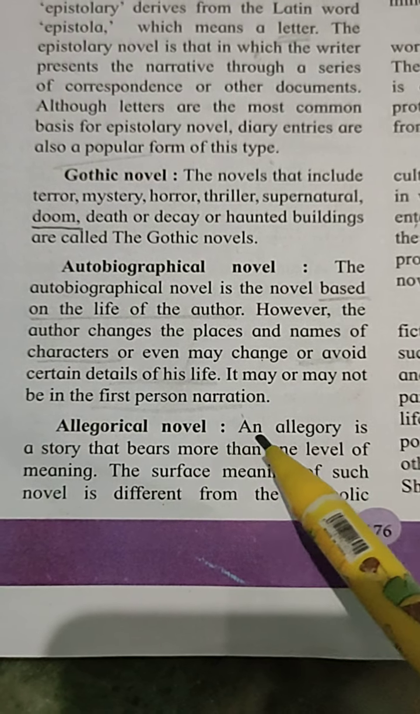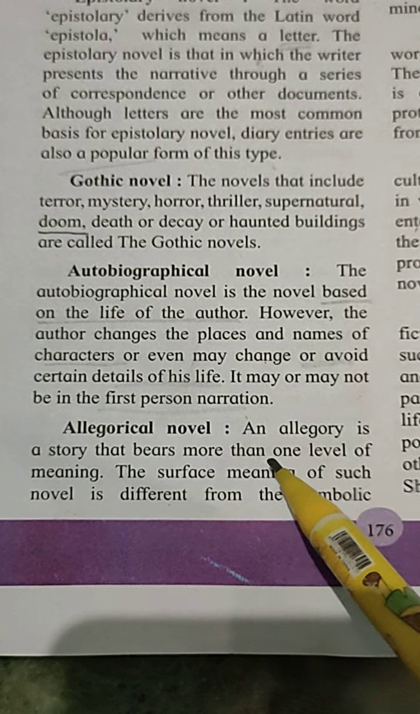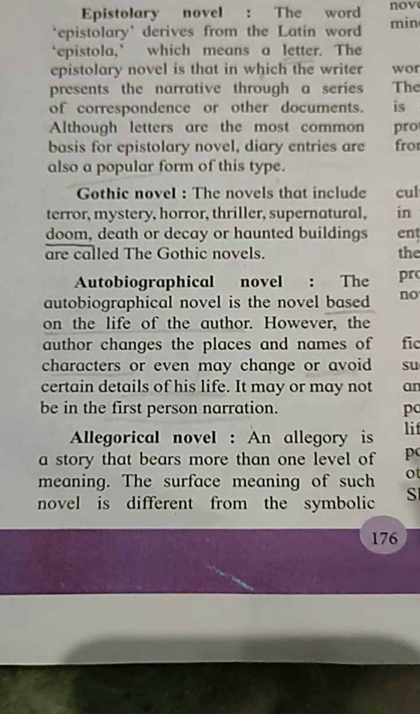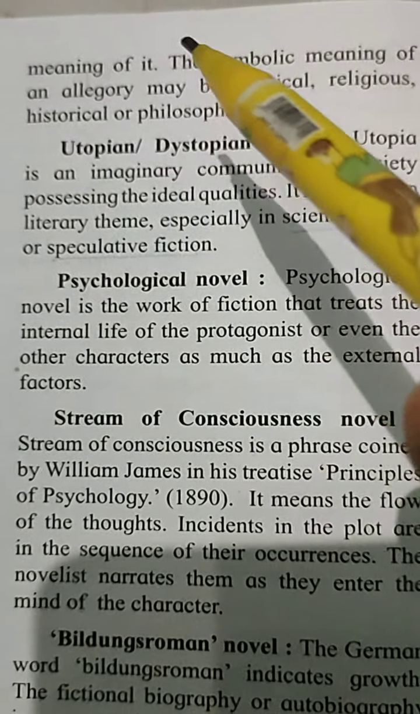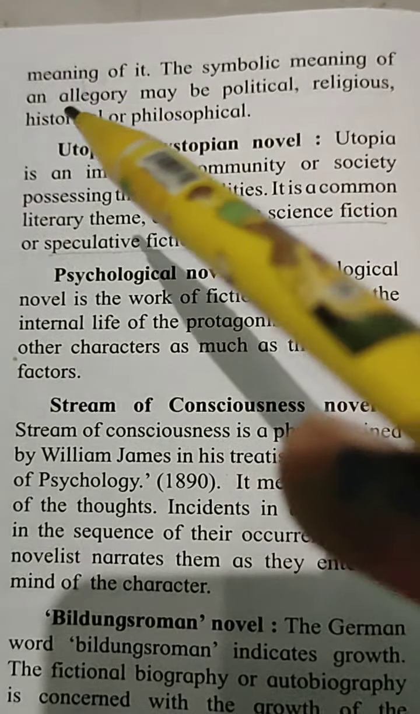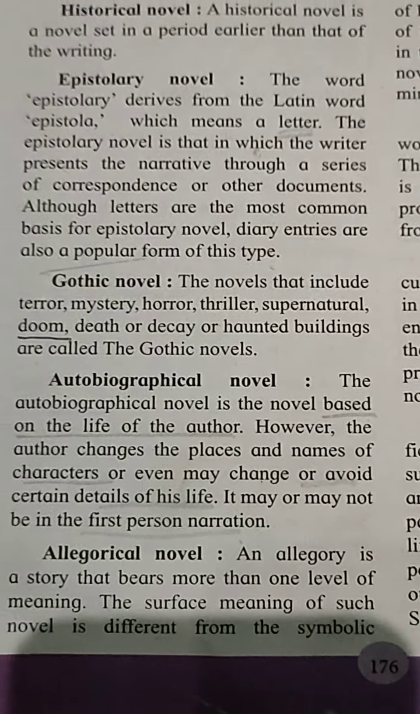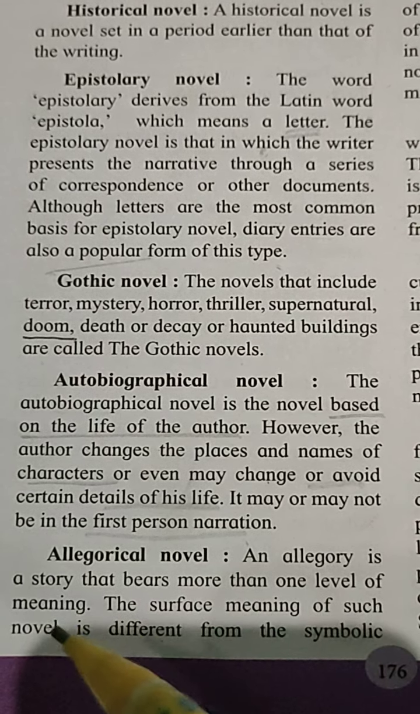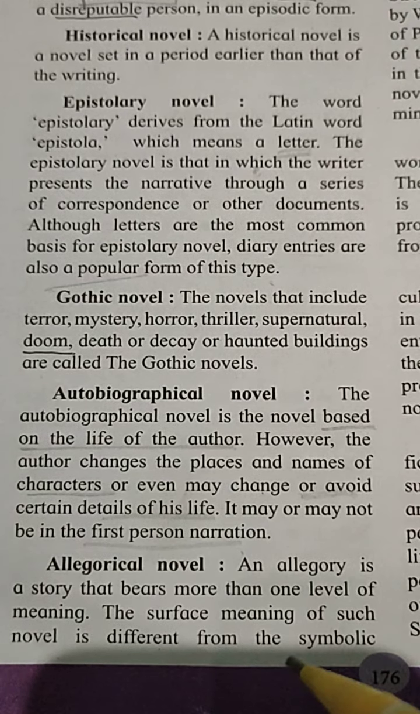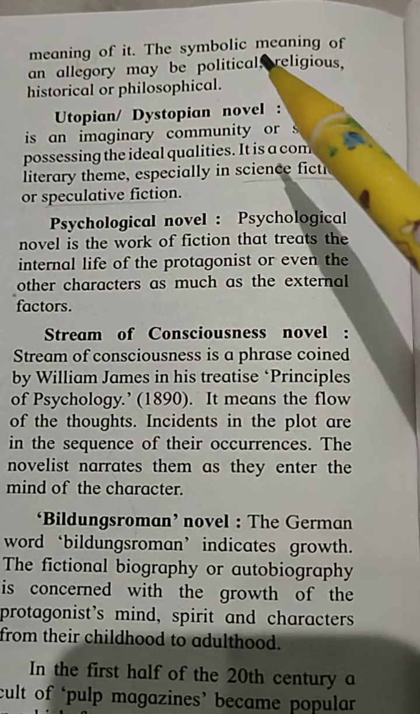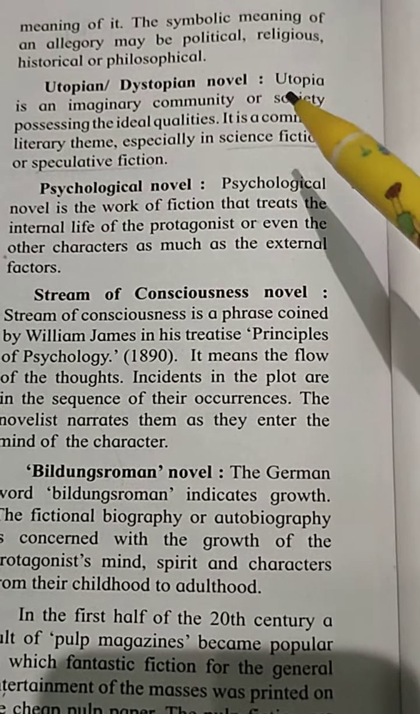Next is the allegorical novel. An allegory is a story that bears more than one level of meaning. The surface meaning of such a novel is different from its symbolic meaning. The symbolic meaning of an allegory may be political, religious, historical or philosophical. So the novel has a symbolic meaning based on politics, religion, history and philosophy.